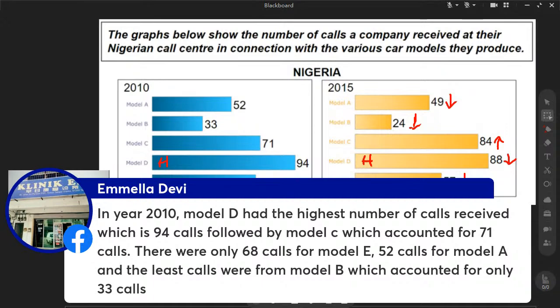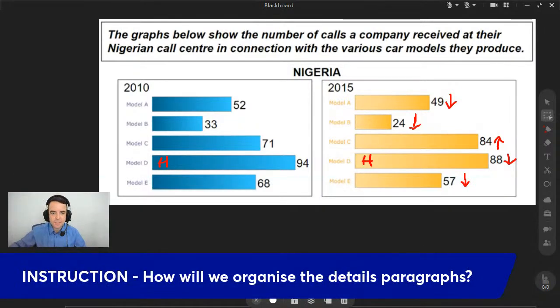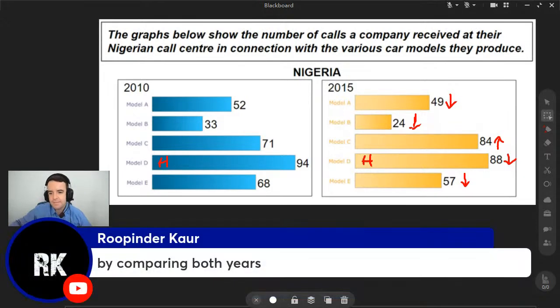Amela, you seem to have written a details paragraph, but we're not ready to do that yet because we haven't decided how we're going to organize them. So basically, there are always going to be 2. We're going to have details paragraph 1, details paragraph 2. But what information are we going to put in the first details paragraph? What information are we going to put in the second details paragraph?